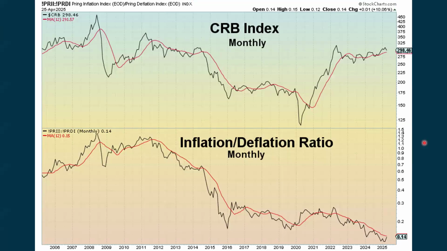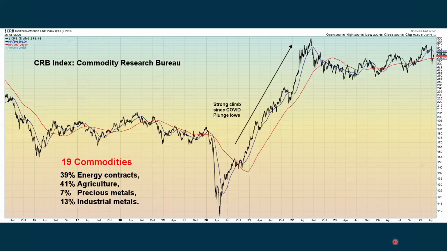Then we look at inflation. I have a monthly chart of the CRB index where it's coming down, but we're still seeing the red line, which is the moving average based on 12 months. That's still in an uptrend, but the market doesn't seem to be really concerned about inflation right now. We are coming up here with the inflation to deflation ratio, but we're still under a declining moving average. But this is a longer term chart. It's based on a month. This is a daily chart.